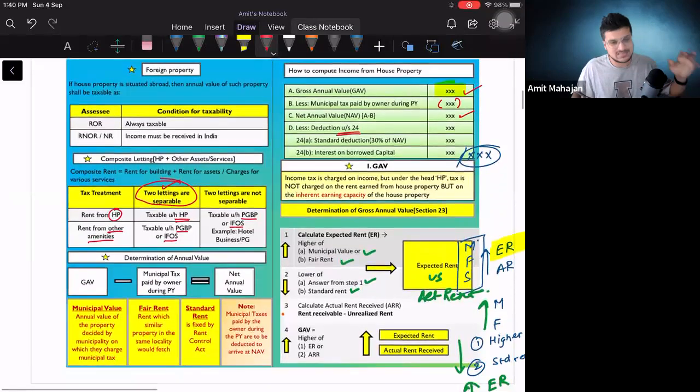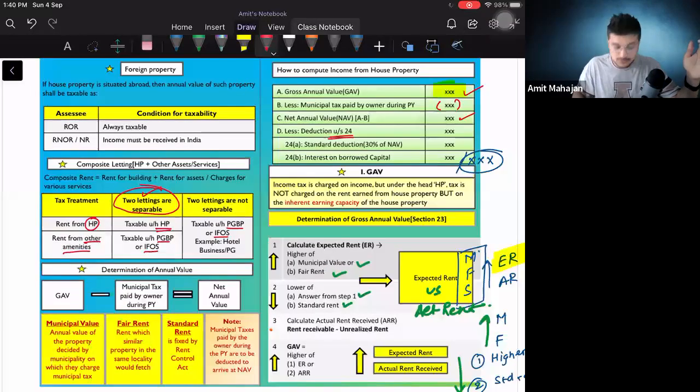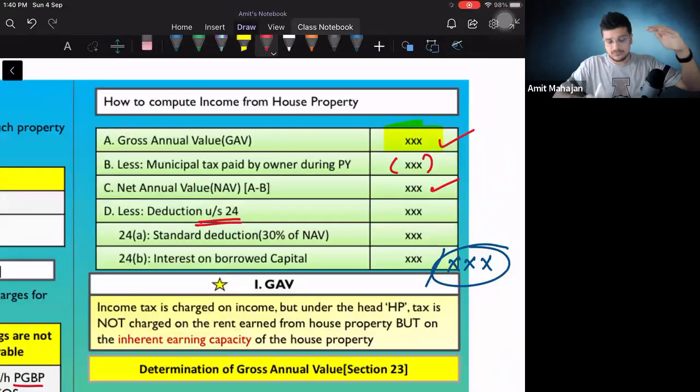Yesterday we saw the basics of house property, how to compute the house property income. First of all, we always have to start with GAV, that is gross annual value. After that, we reduce all the costs which we are incurring. What are the costs? The first cost is municipal tax, which is paid during the year. Municipal tax minus, I will get the net annual value. After that, I will reduce two deductions under section 24.